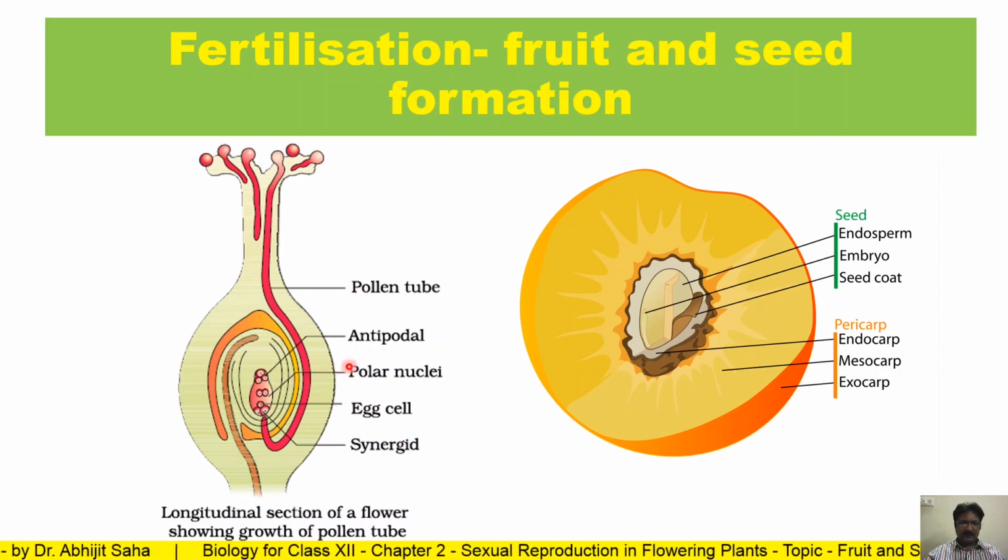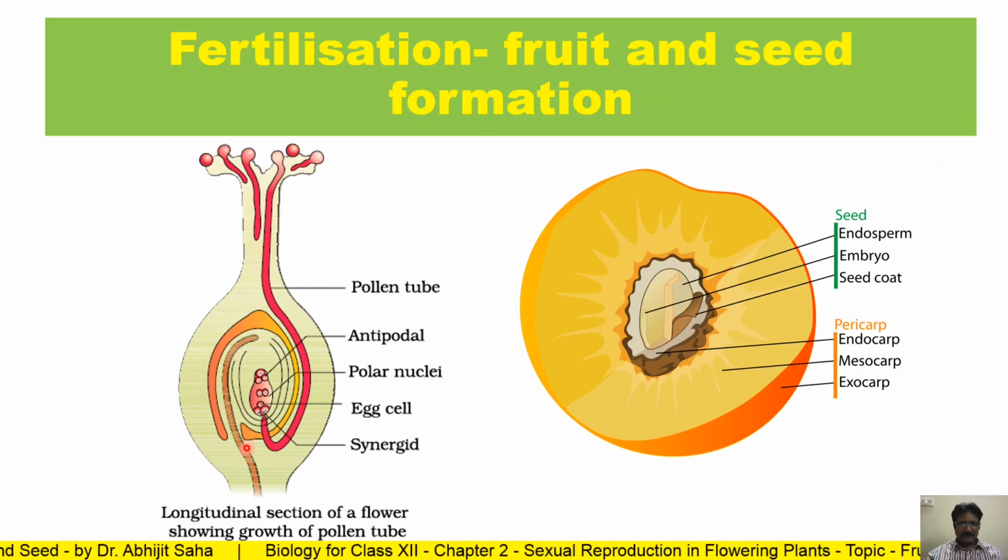We can compare this structure, the ovary, after fertilization with the fruit. This is a fruit. This is a typical fruit. A typical fruit has three different portions. One is the endocarp, that is the innermost layer. Another is the mesocarp, that is the fleshy part. And the other is the exocarp, which is the outermost layer. These three layers form the pericarp, or the fruit.